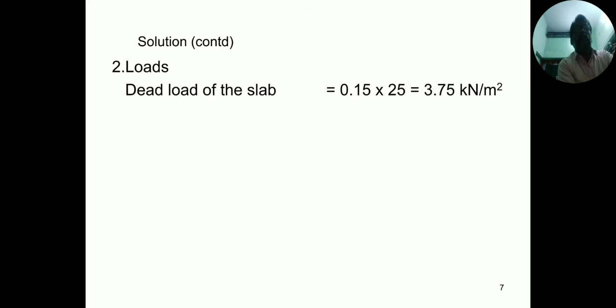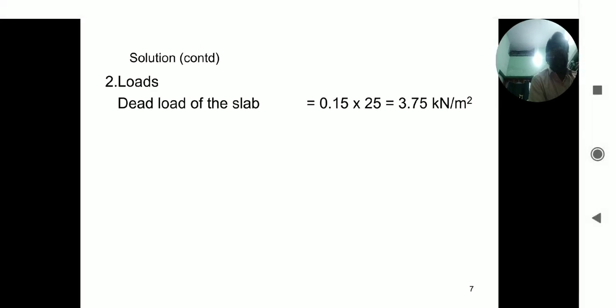Loads. Dead load on the slab: capital D into 25, capital DF into 25. Capital DF is equal to the thickness of the slab. That is 150 mm converted into meters, 0.15 into 25. That is 3.75 kilonewtons per meter square.